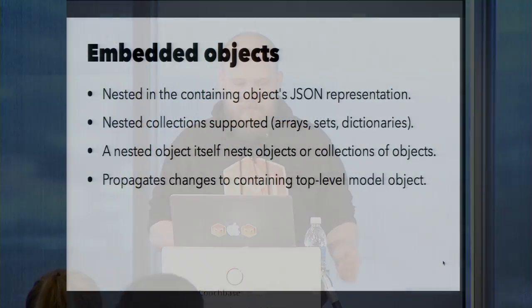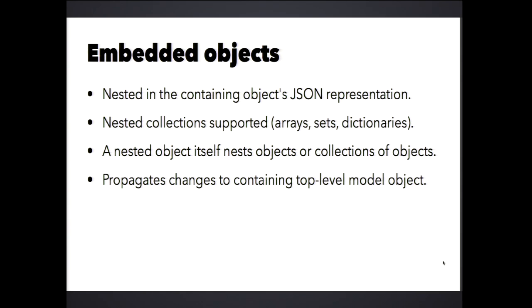But yeah, embedded objects, I'm going to go into a couple of these in some more detail. You're going to find some more examples in the test suite for this framework as well. Embedded objects are nested in the containing object's JSON representation. So very similar to the CBL JSON encoding, except that you have more control over what kind of collections they can be included in. And if I've got a tree of these embedded objects and I make a change in one of the leaves, the changes are actually propagated back to the containing model object, so that I know this is dirty and I need to save it sometime soon.